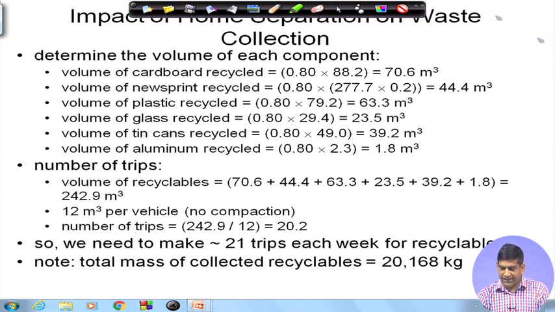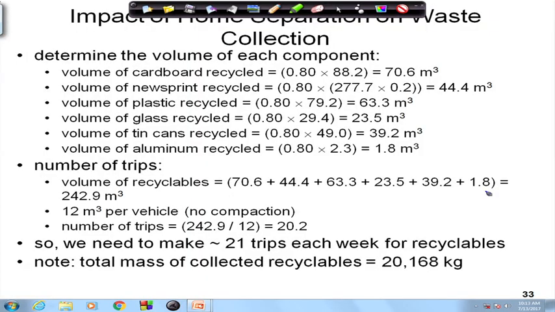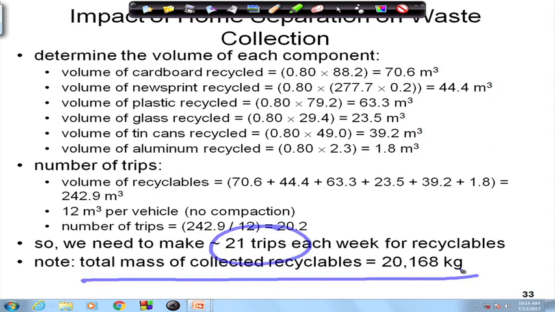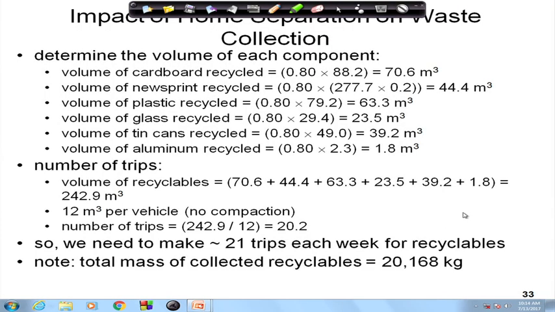Now, if you want to collect this volume separately, there will be the volume of recyclables. If we add all these up, we get 242.9 meter cube, around 243 meter cube. 12 meter cube is the recyclable truck, a vehicle with no compaction. So 242.9 divided by 12 is 20.2, which means we need around 21 trips. If you use that truck, we need around 21 trips each week to do the collection for recycling, and the total mass is 20,168, which we did in an earlier slide.